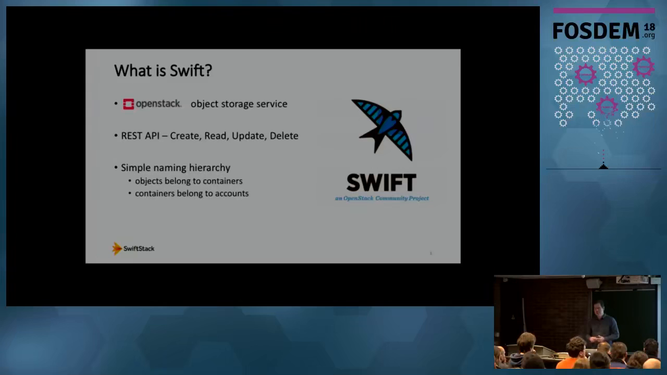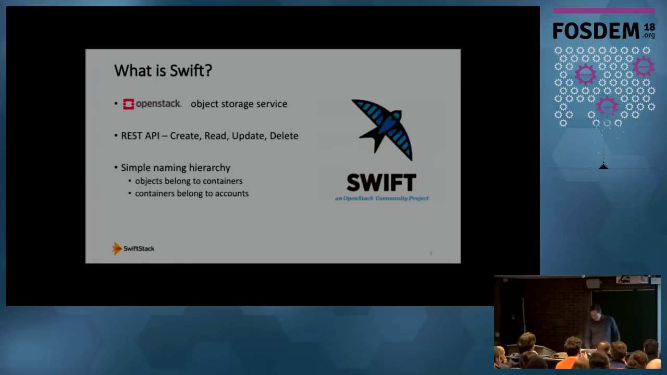Swift offers a REST API accessed over HTTP, and this API offers a standard set of operations to create objects, read them back, update them, and delete them. Now it's important to understand Swift is not a file system, and it's definitely not a block storage system. It does have a very simple naming hierarchy. So objects belong to containers, and containers belong to accounts.